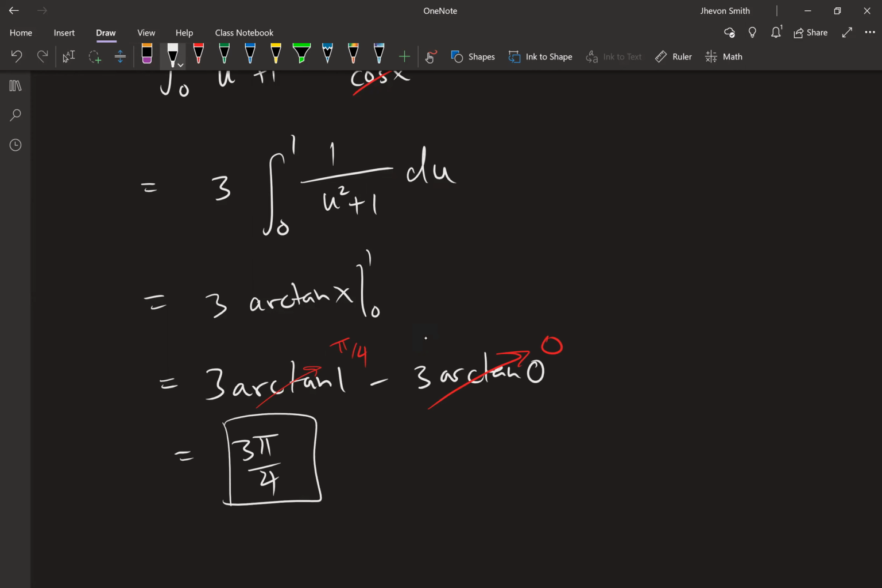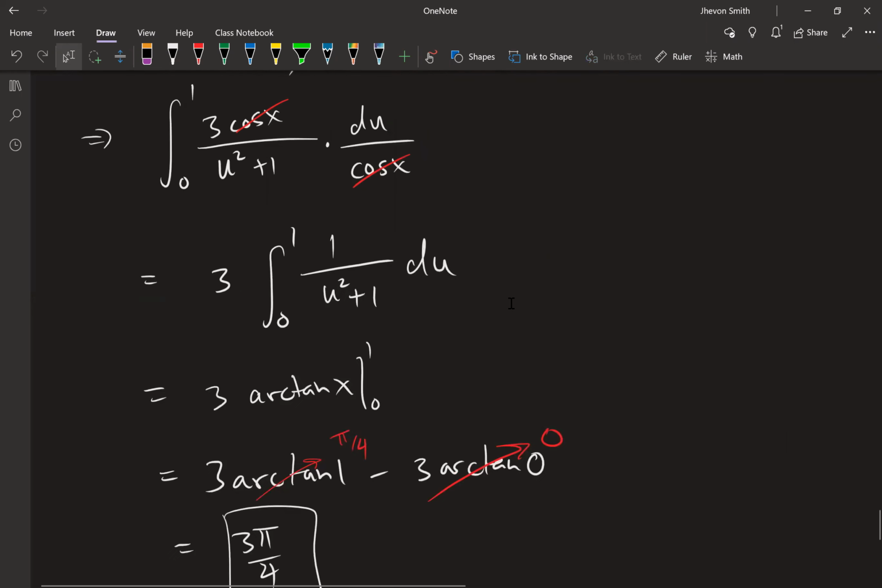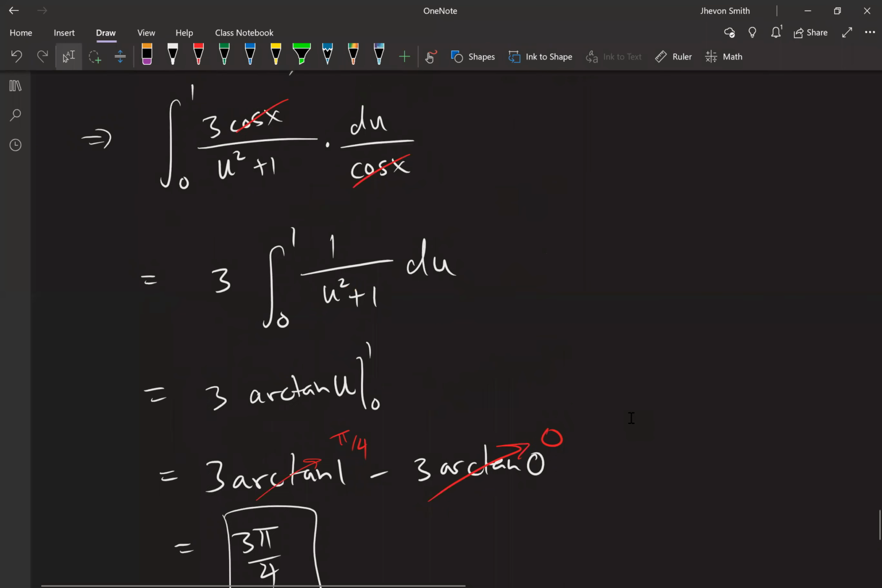So you don't substitute sine in when you get arctan? It depends. If you change the limits, then no, you don't have to. But if you don't change the limits and want to plug in the original 0 and pi over 2, then this shouldn't be an x. This should be a u. And then at this point, I would plug in the sine for the u, and then plug in the old limits. But if I change the limits, these are u limits now. So that's why I didn't have to go back to the sine.